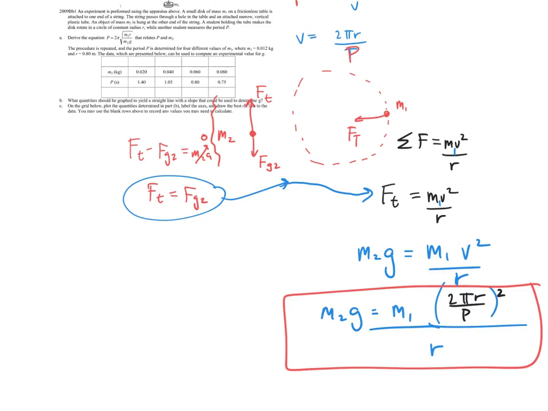The data which are presented below can be used to compute an experimental value for G. So we're trying to figure out what G is in this problem. What we want to do here is somehow make G our slope. Let's see what it asks for part B: what quantities should be graphed to yield a straight line, with a slope that could be used to determine G?